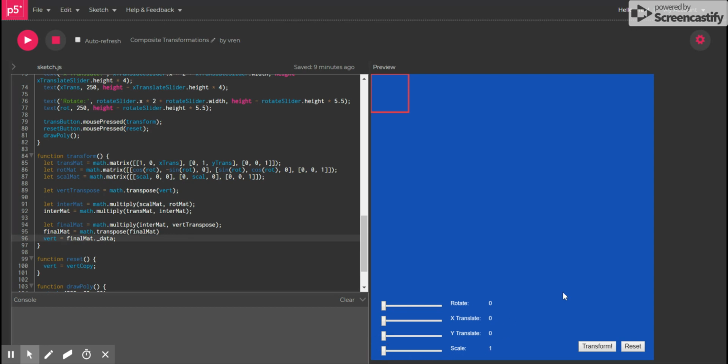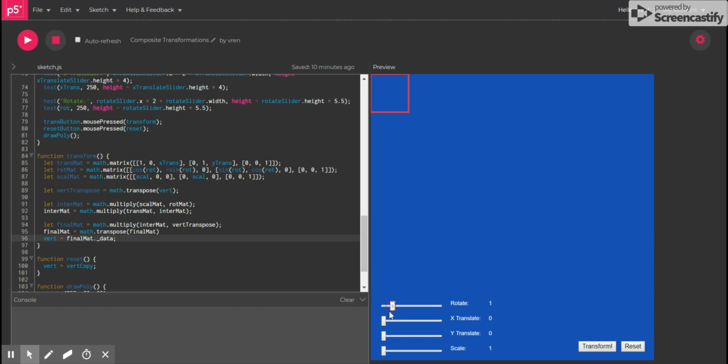After the sliders, we have the buttons. We have two buttons here. One is transform and one is reset. What transform does is, once you enter your slider values for all the different types of transformation that you want, you hit transform, and that multiplies all the different matrices you have for each of the transformations together, and it multiplies that final matrix with your vertices and draws the new polygon.